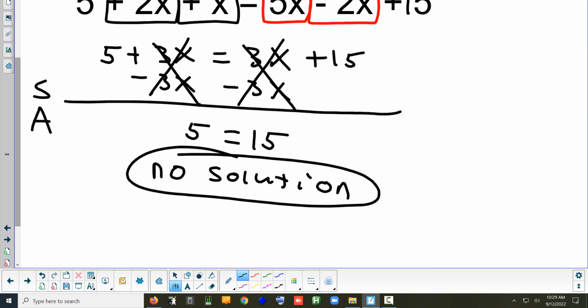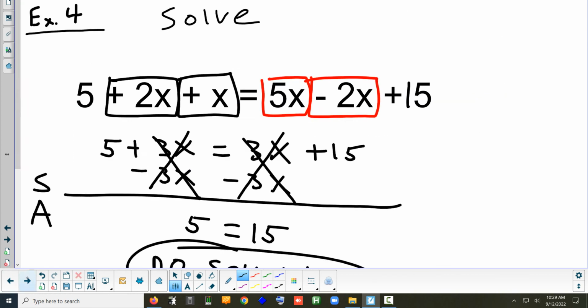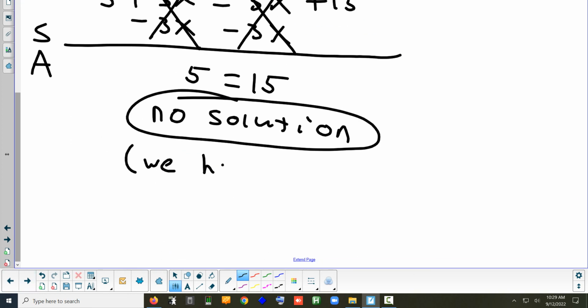What that means is I gave you an equation that does not have an answer. It's impossible to get an answer in this problem. So no solution because, how did I write it before? We had the same number on both sides. This time we had a different number on both sides.